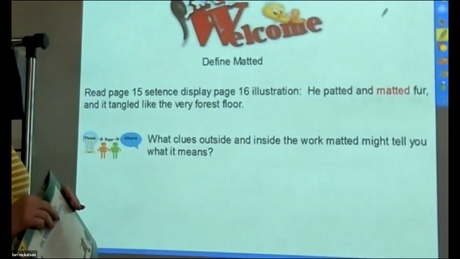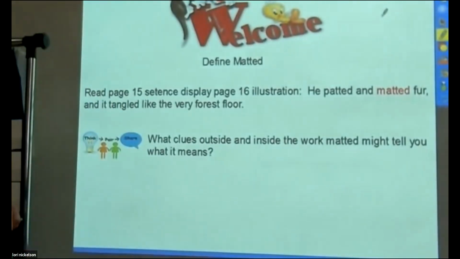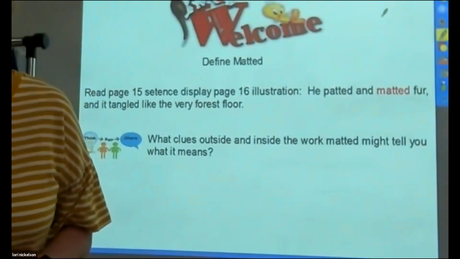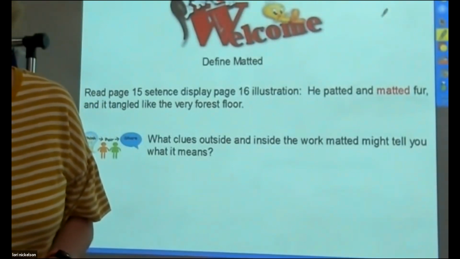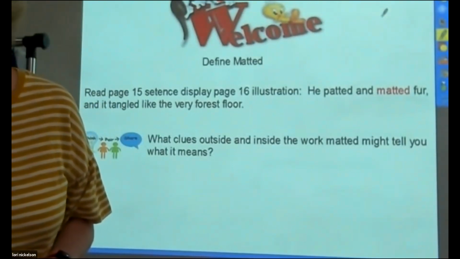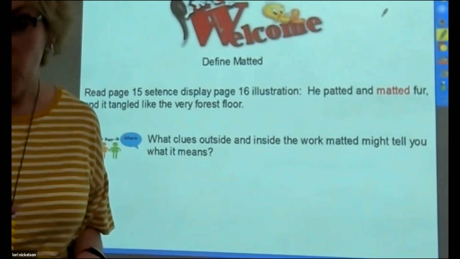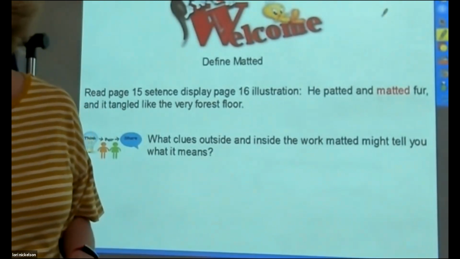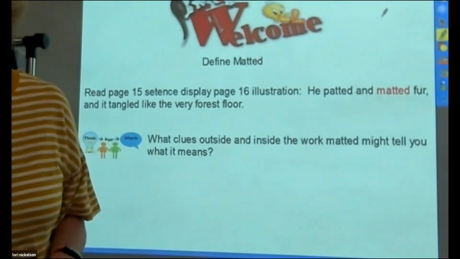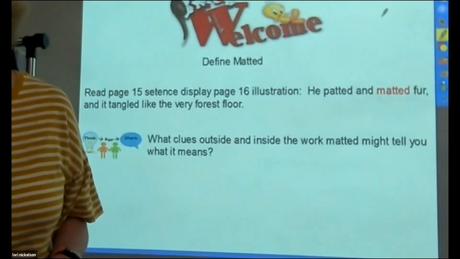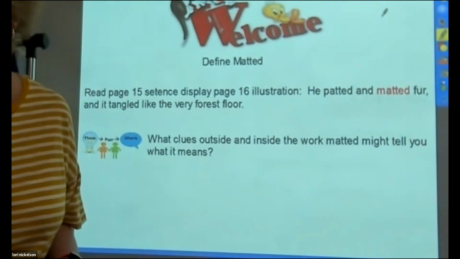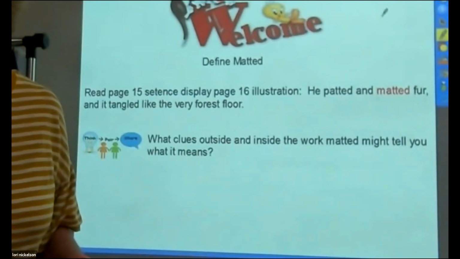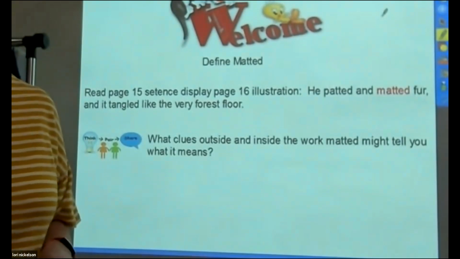So what clues outside and inside the word matted might tell you what it means? Now think about that. Well, the other words in the sentence tell us how the Barry godfather patted Ella's fur. And other words also tell us about how the Barry godfather tangled her fur like the forest floor. The illustration on page 16 shows Ella's fur looking fluffy, bright, and golden, but with no flowers.